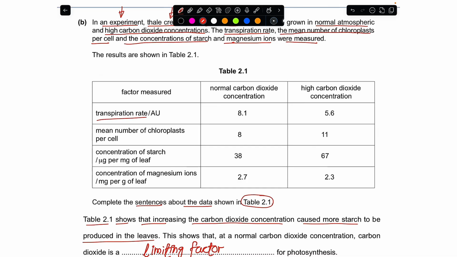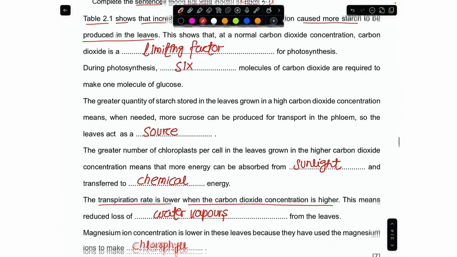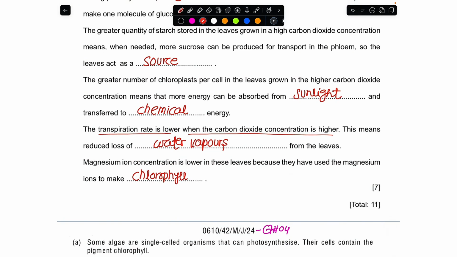So here we have the transpiration rate. When there is high carbon dioxide concentration, the loss of water by transpiration is less. That would mean that since the carbon dioxide concentration is high, it would close their stomata, right? And the loss of water by transpiration would reduce. So if the transpiration rate is lower, that would mean that the rate of loss of water vapor from the leaf would be reduced.